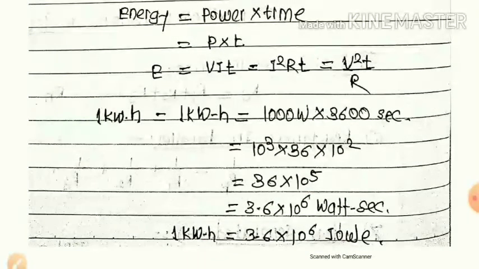The watt is small, therefore the commercial unit of electrical energy used is kilowatt hour. As you know, 1 kilowatt is equal to 1000 watt and 1 hour is equal to 60 minutes into 60 seconds. Therefore, we get the relation between 1 kilowatt hour and watt second. Watt second is nothing but joule. Hence, we can write 1 kilowatt hour is equal to 3.6 into 10 raised to 6 joule. This is the relation between 1 kilowatt hour and joule.